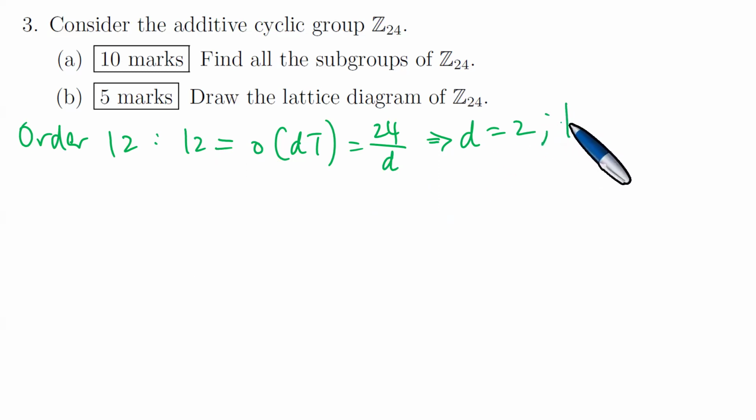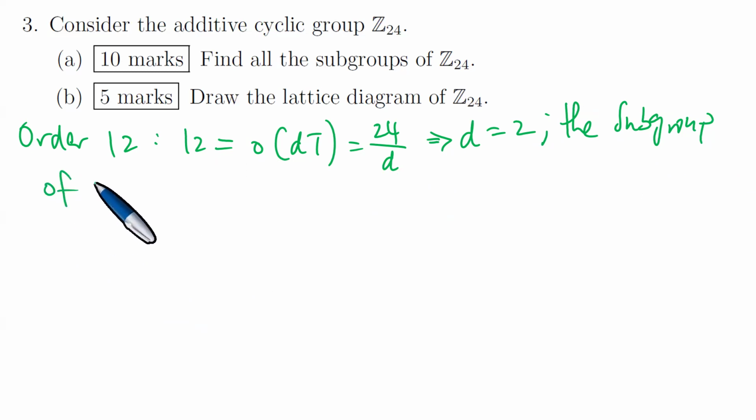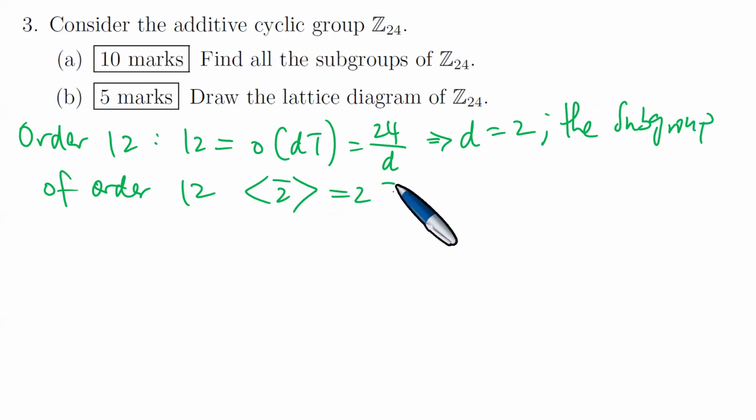The subgroup. Right, so the subgroup of order 12 is what? The divisor is 2, and this becomes 2Z24.